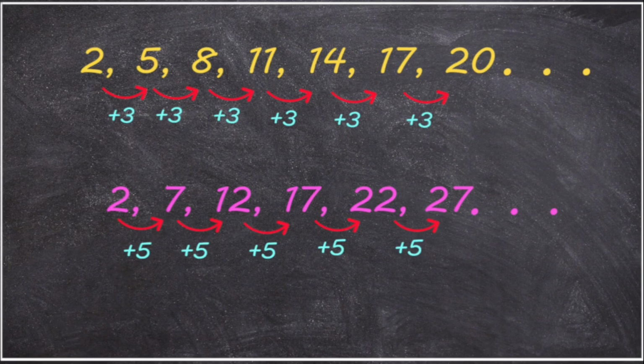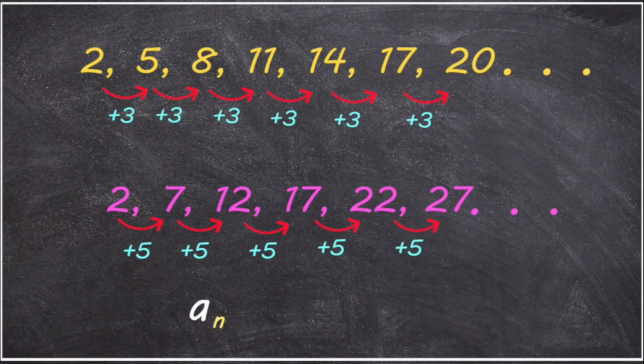The position of each number in the sequence is referred to as a term. The first number is the first term, second number is the second term, third number, third term, and so on. The value of each term in the sequence is given by the expression a sub n, or small n, where n represents the position of the number in the sequence.